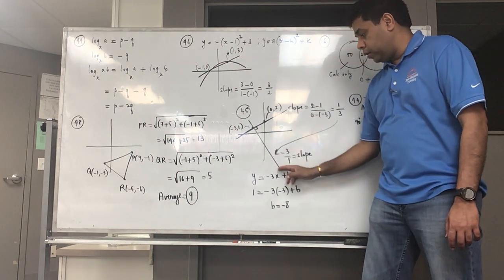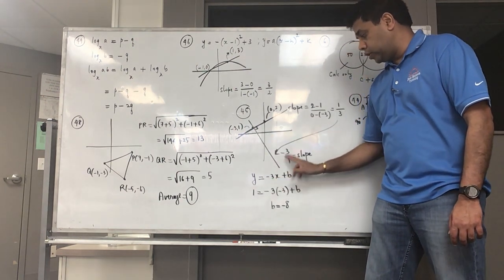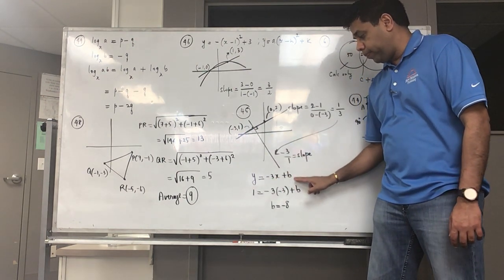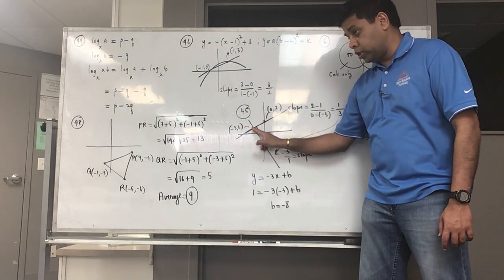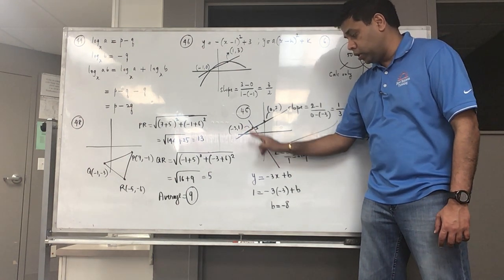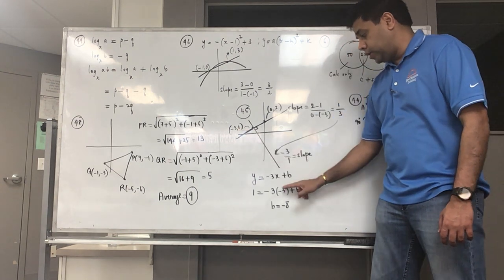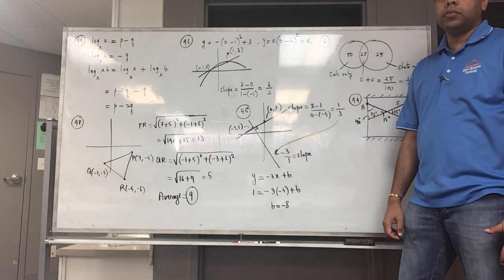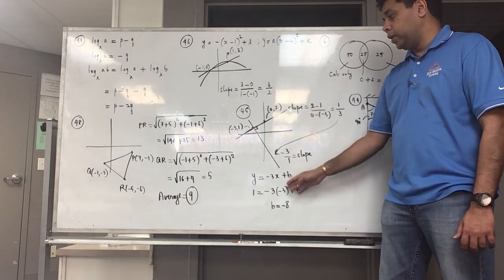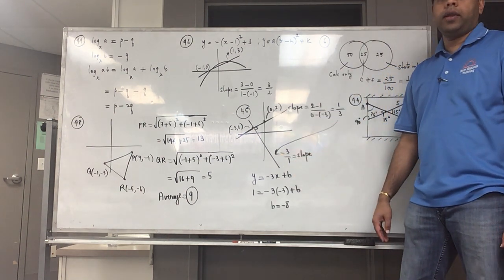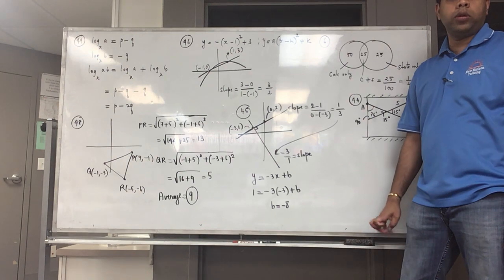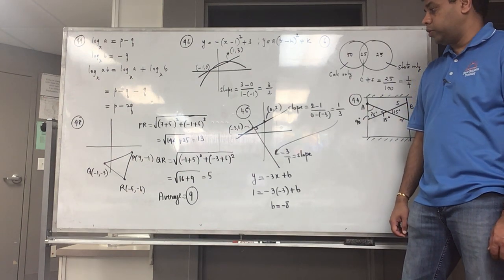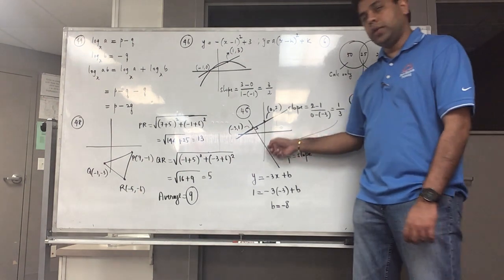So for this line, y is equal to negative 3, which is the slope, x plus b. As this is a point common to both, I'm going to pick this point. Y is 1, x is negative 3, b is negative 8. So this perpendicular line touches the y-axis at negative 8, so 0, negative 8 is the point of intersection with the y-axis. I've seen this a lot.